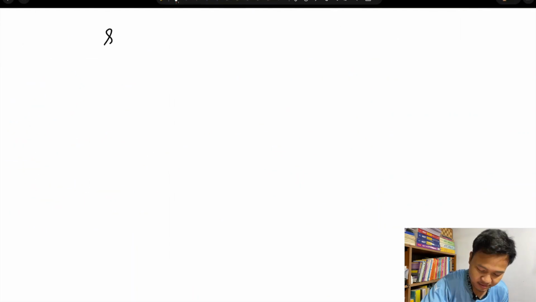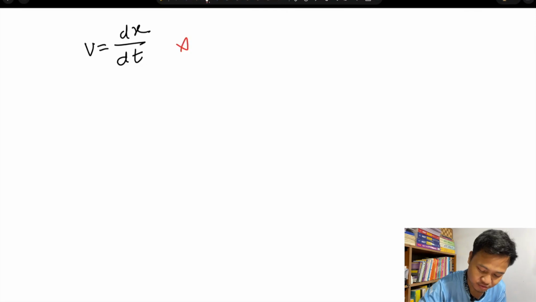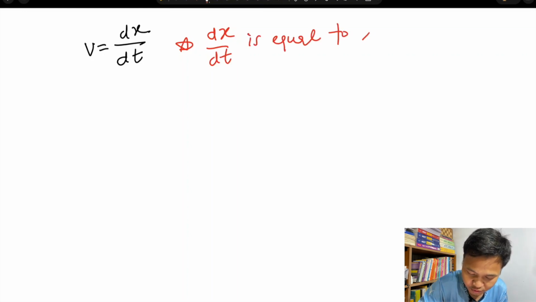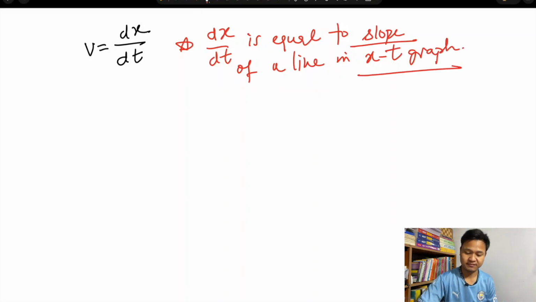Now we have speed as distance, and v is equal to dx by dt. We have the similar formula as dy by dx, so I will simply write the result here. What is dx by dt? Here dx by dt is equal to the slope of a line in an xt graph.